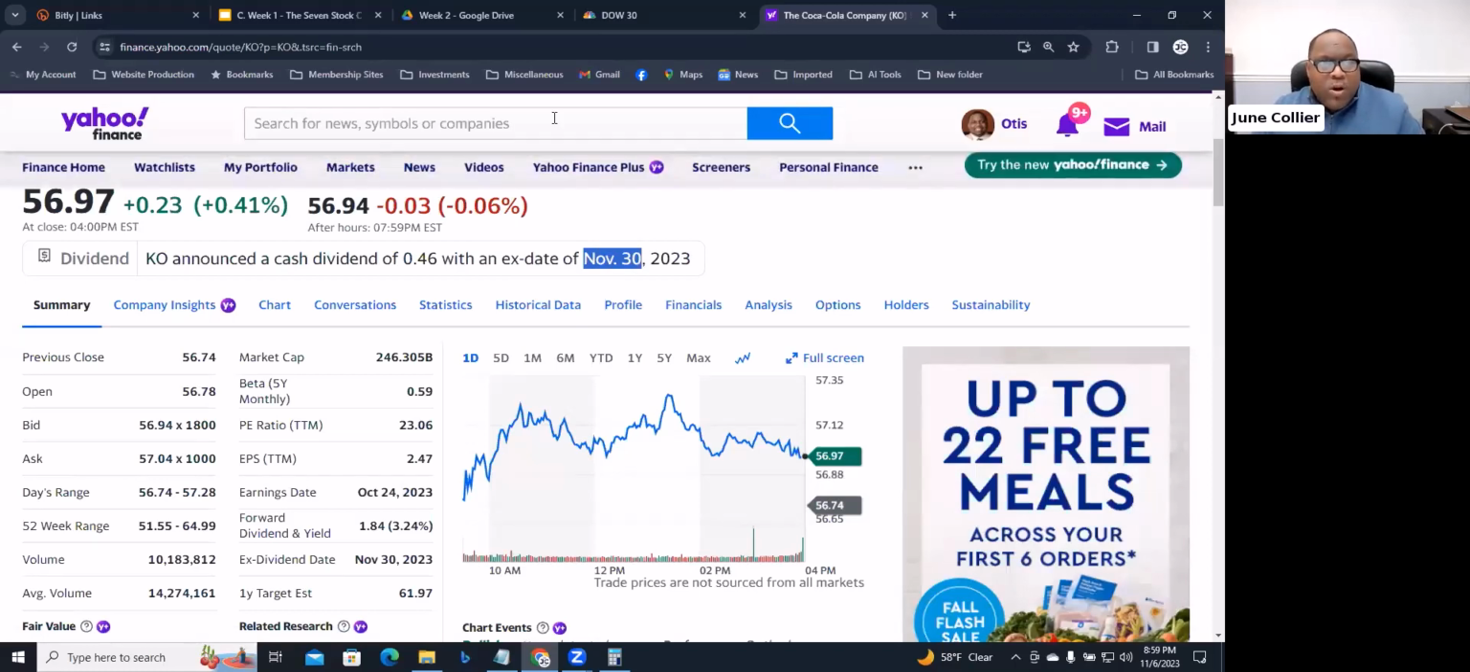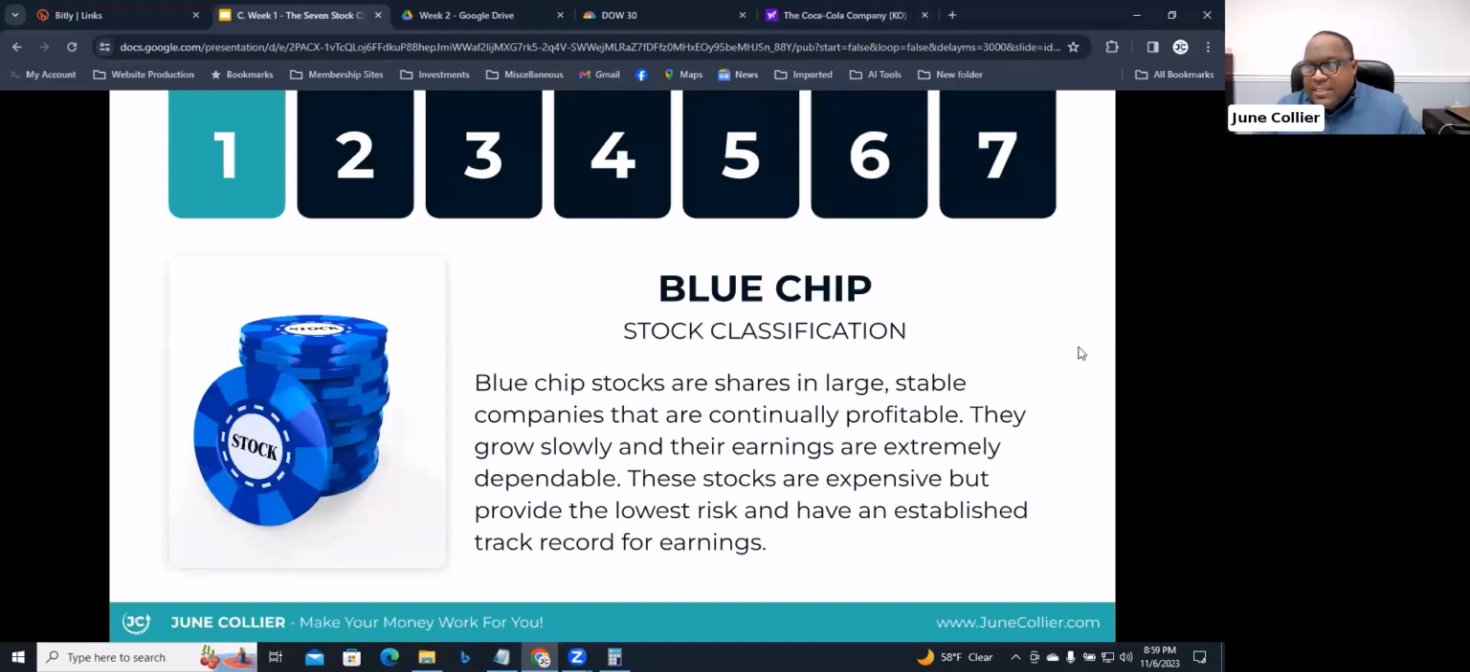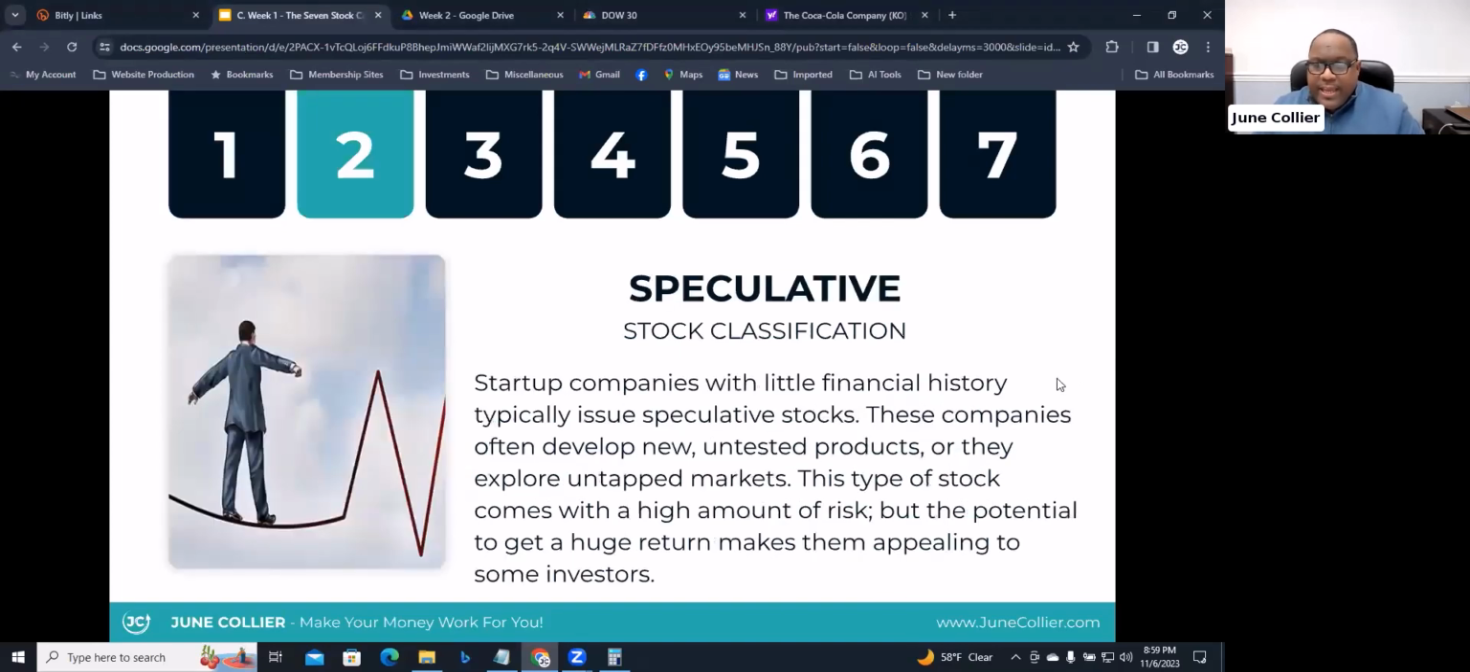All right. Let's go back to our second category. Second category is speculative stocks. So what do we mean by speculative? Well, the image should show you what speculative is. You're walking a tightrope. These are startup companies. These are brand new companies with very little financial history. These companies often develop new and untested products.